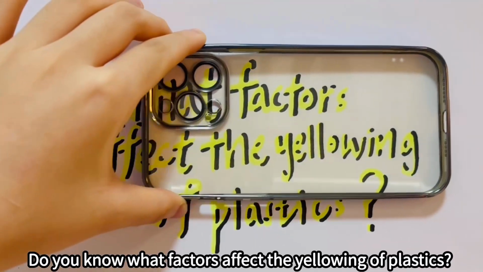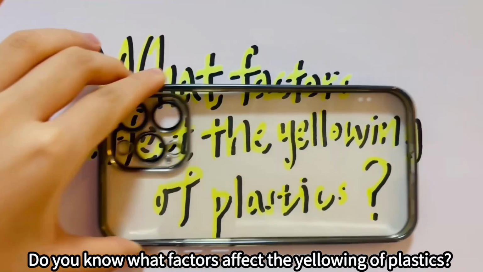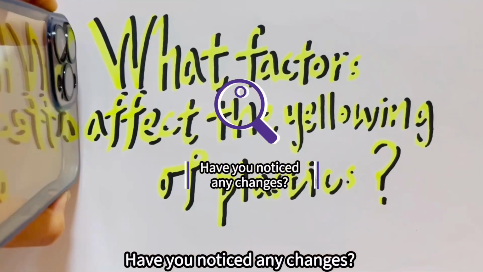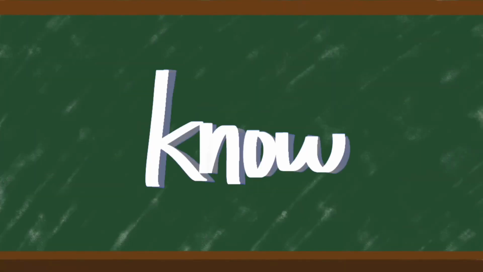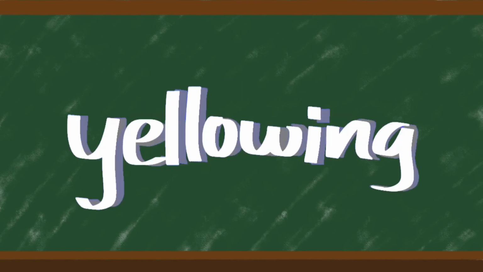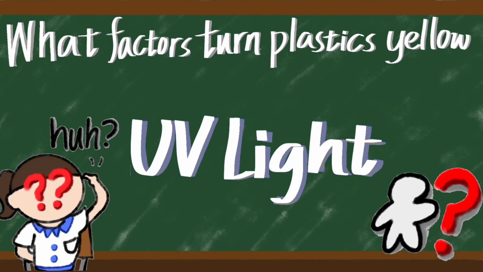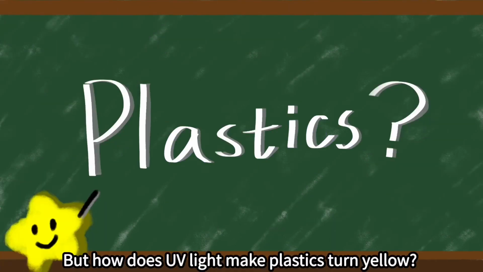Do you know what factors affect the yellowing of plastics? Have you noticed any changes? Actually, there is only one factor, and it is UV light. But how does UV light make plastics turn yellow?